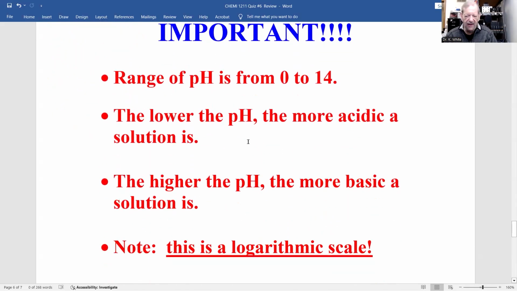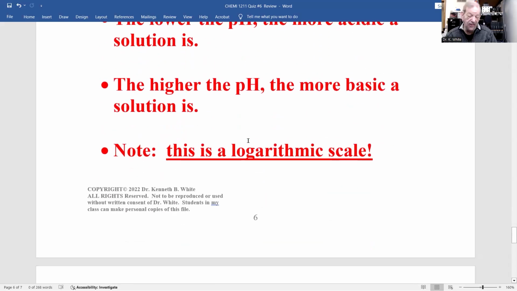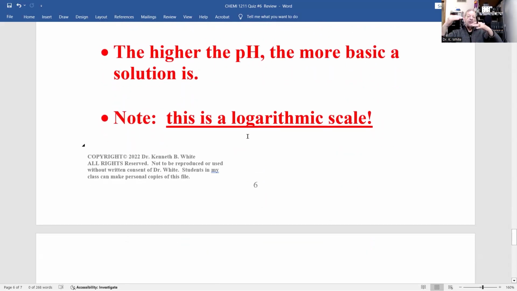The lower the pH, the more acidic it is. The higher the pH number, the more basic it is. It's a logarithmic scale, so each number is a power of 10 difference.